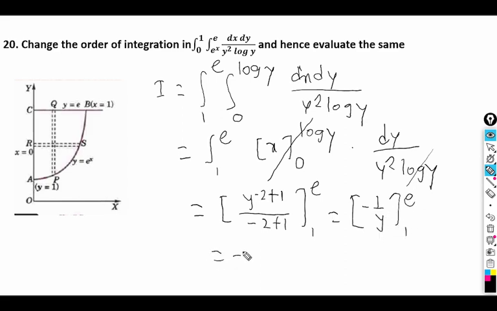If you put upper limit, minus 1 by e, lower limit has minus minus plus, 1 by 1 is 1. So 1 minus 1 by e. So the answer is 1 minus 1 by e, or you can write the answer as e minus 1 upon e. Any one of that is correct. Choice is yours.